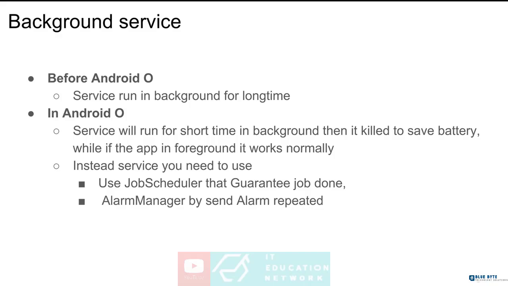You say, hey, if this device has a version before Android O, use a service. If this device is using Android O, now we have options. In Android O, we cannot run a service for a long time. But in some cases, we need to do something for a long time, like an application for tracking location or whatever. So what else does Android give us to use?